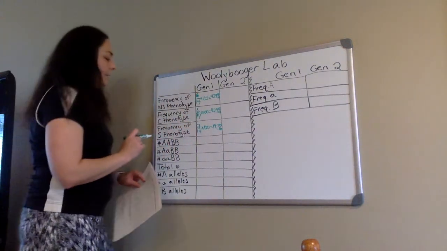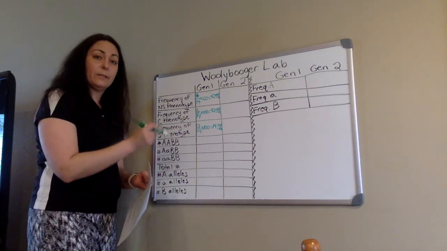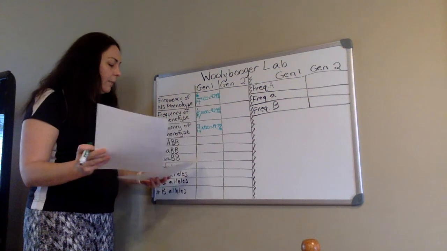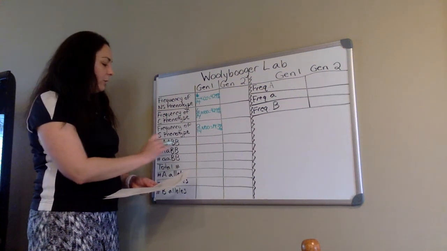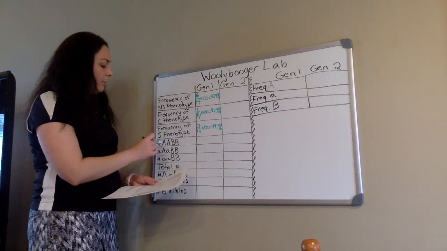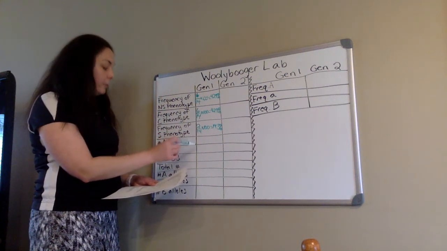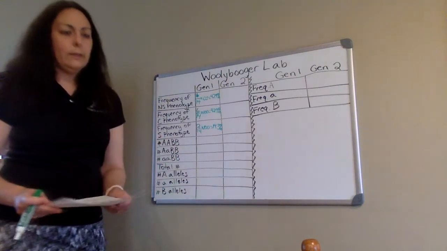All right, so now we did the frequency of the phenotypes. And again, phenotypes are physically what they look like. But now we need to go to the number that have the particular genotypes. And so in your data table, it says number of A, B individuals. So if you're like, okay, how am I going to figure that out?